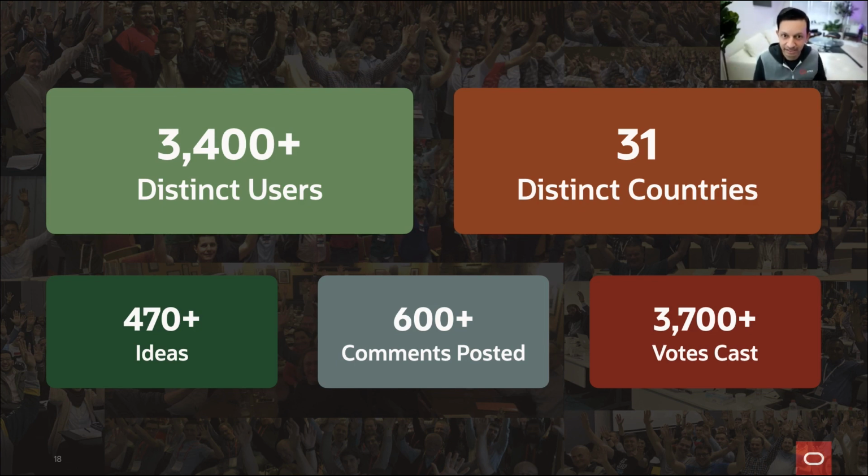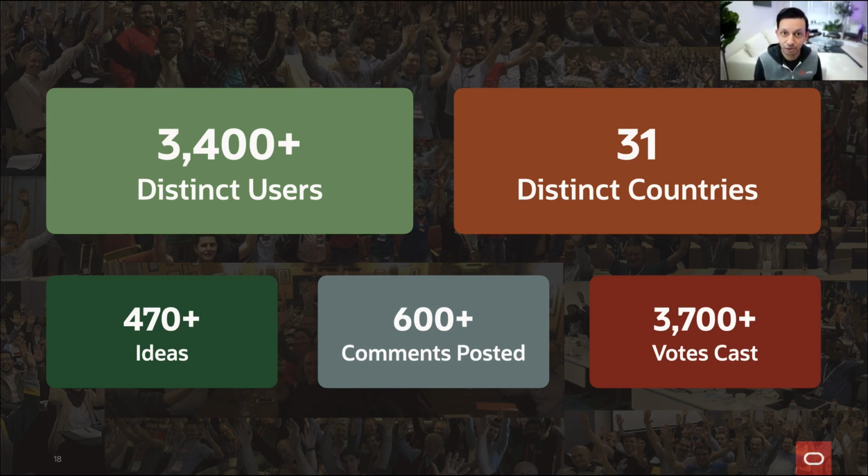I always like to say that the Apex community is really a global community. And in just the short 2 months, of the users that have provided their country information, their location information, there are already 31 distinct countries. So ideas coming in from 31 different countries. There's 470 plus ideas that are published on the website right now with over 600 comments and over 3,700 votes cast. There's also a number of improvements we've been making to this application.